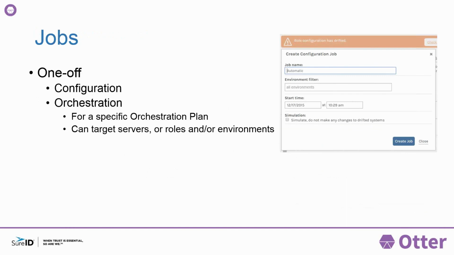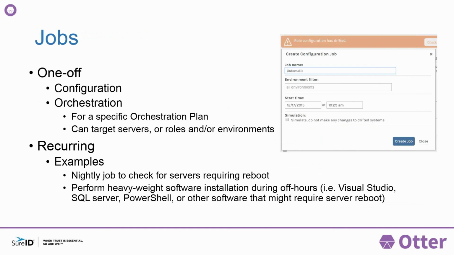And there's also jobs. You can have a one-off job, so basically saying run a job now, and you can do a one-off for a configuration. So you might say I want to do a one-off for this particular server right now, or for a specific orchestration plan. You can target servers, roles, and/or environments. And then you can have recurring jobs, which I talked about previously.